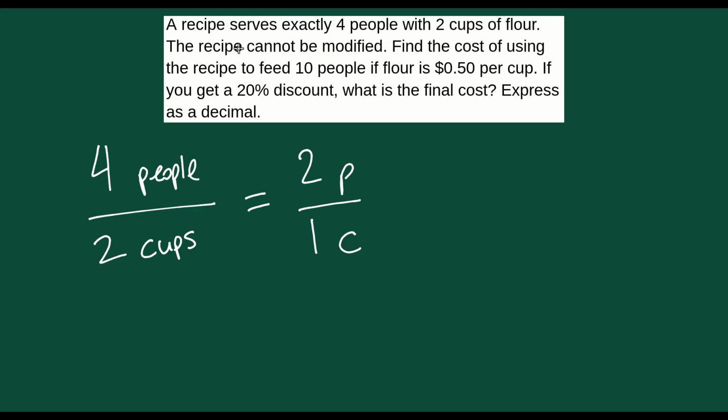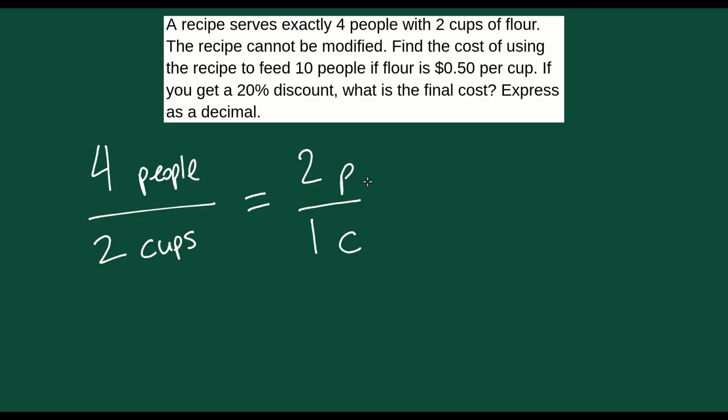So I think this sentence means we might be tempted to try and modify the recipe 2.5 times. If we see that the recipe feeds 4 people and we need to feed 10, we might think, well, let's just multiply this by 2.5. But we can't do that. That's what the second sentence is telling us. We cannot modify the recipe to cut it in half, for example.